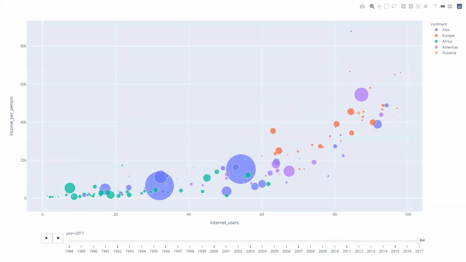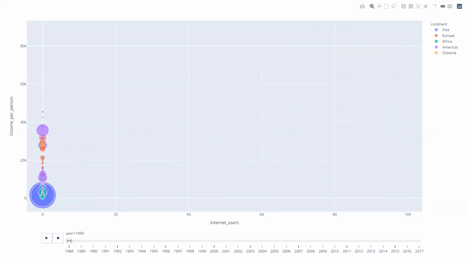And in the year 2017, we have a completely new world. And as we can see, these are the most developed countries which have a very large number of internet users and very high income per person. But all this started in the year 1988 when we had nothing.